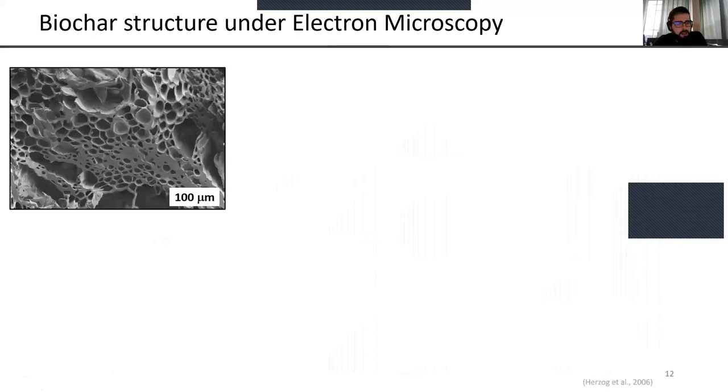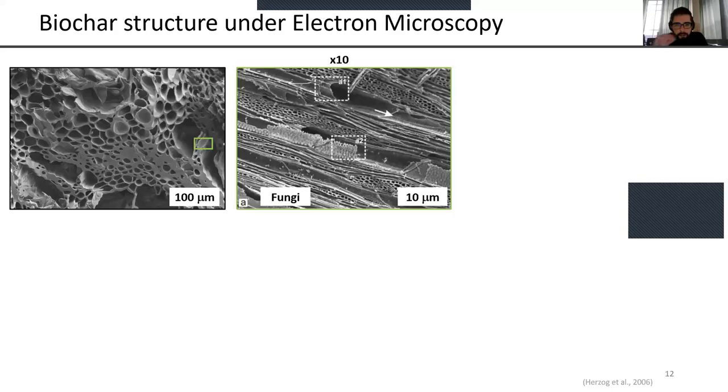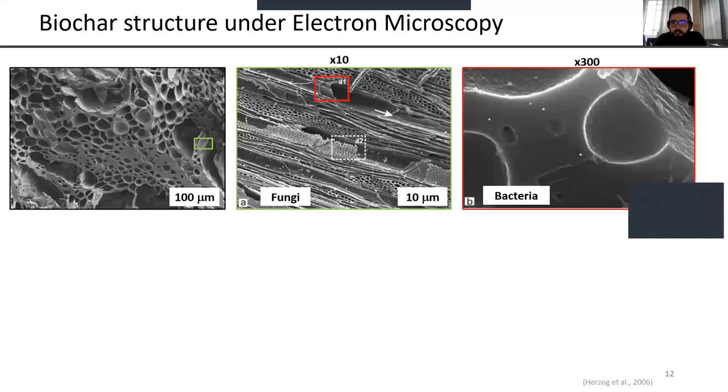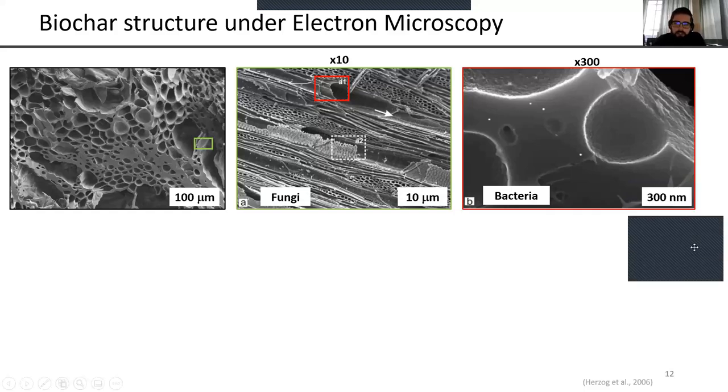How does it look? Let's say we look at the macrostructure of the wood biochar at a size of 100 micrometers. We see it has channels itself. If we enlarge this green rectangle by 10 times, we can see the structure in more detail. If we magnify it another 10 times, we are more or less in the range where fungi live. Below that, we cannot really find any fungi. If we enlarge this red rectangle by 300 times, to a resolution of 300 nanometers, this is how the structure looks where bacteria grow. Below that, it's hard to find bacteria.